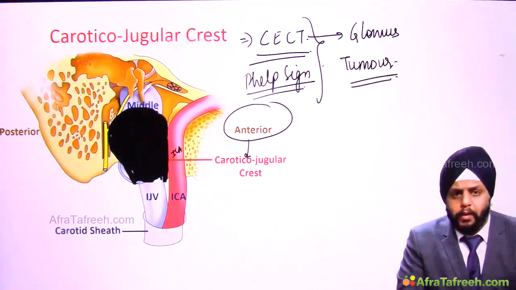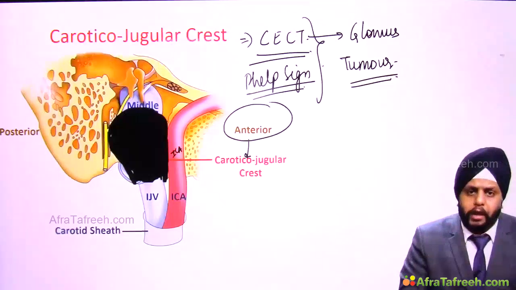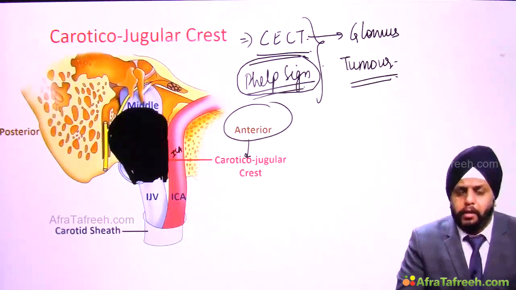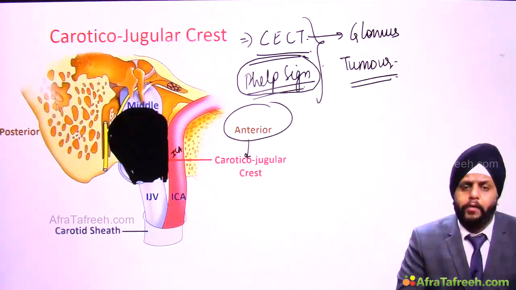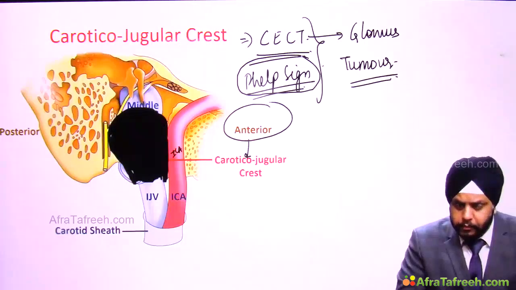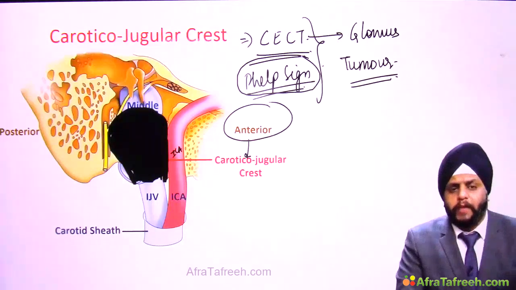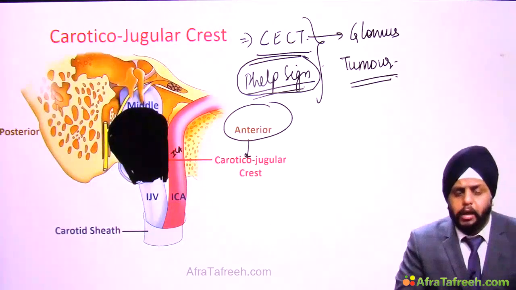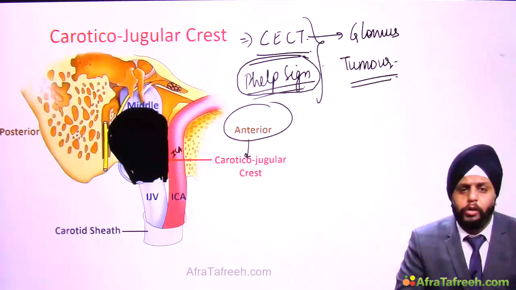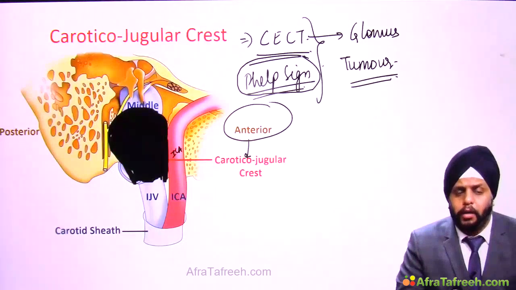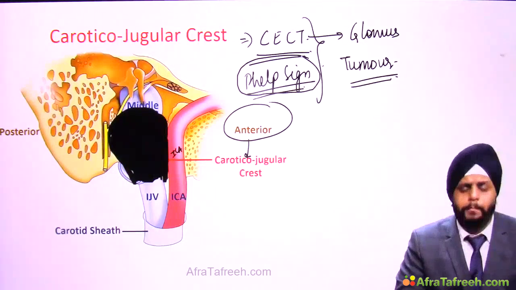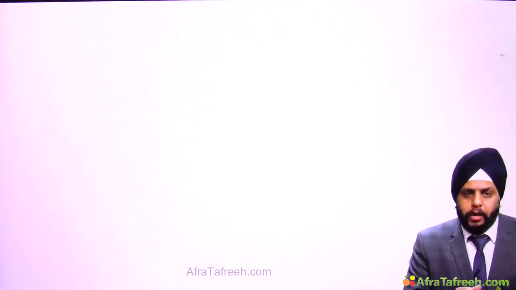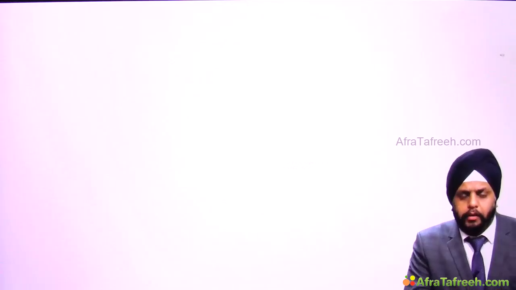Okay, so remember glomus tumor, we have the contrast enhanced CT scan, and in that contrast enhanced CT scan we have a sign known as Phelps sign. Okay, right? What is Phelps sign? Once again, inability to distinguish between carotid artery and jugular vein due to erosion of caroticojugular crest.